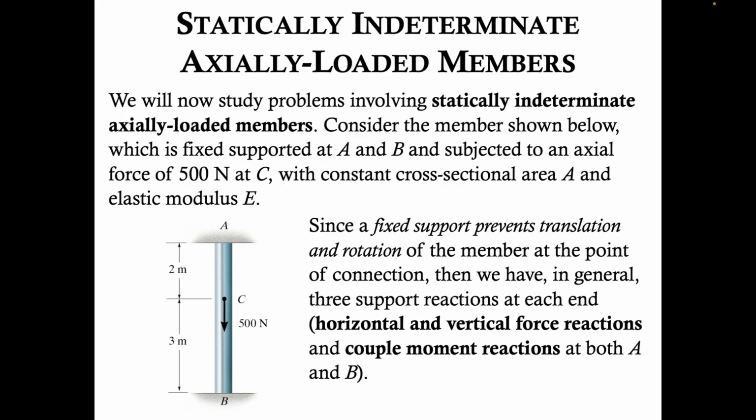Consider the member shown below, which is fixed supported at A and B and subjected to an axial force of 500 newtons at point C, with a constant cross-sectional area A and elastic modulus E. Since a fixed support, as we learned in statics, prevents translation and rotation of the member at the point of connection, we have, in general, three support reactions at each end: horizontal and vertical force reactions and couple moment reactions at both A and B.